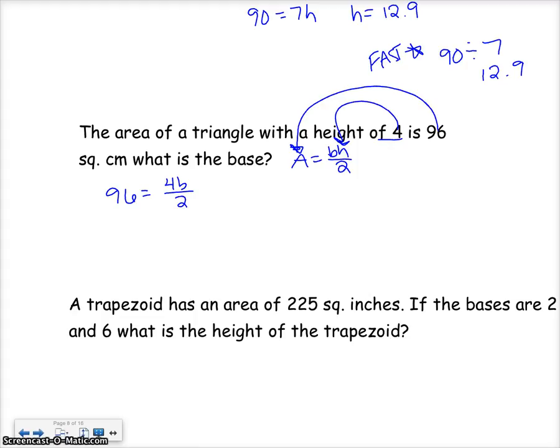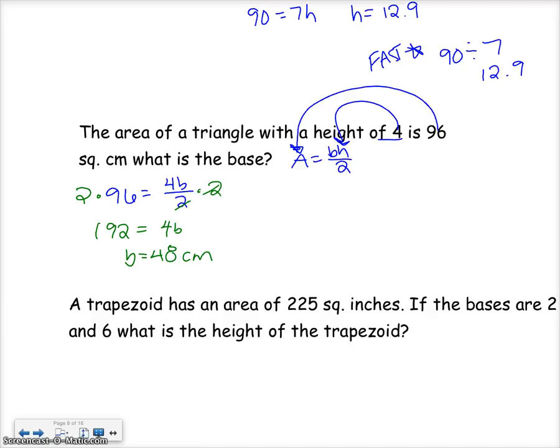Now I solve. It's a normal multi-step problem. I times by 2. And I get 192 equals 4b. And then I divide by 4. And I get b equals 48 centimeters. That's beautiful algebra. The other way is just thinking backwards.